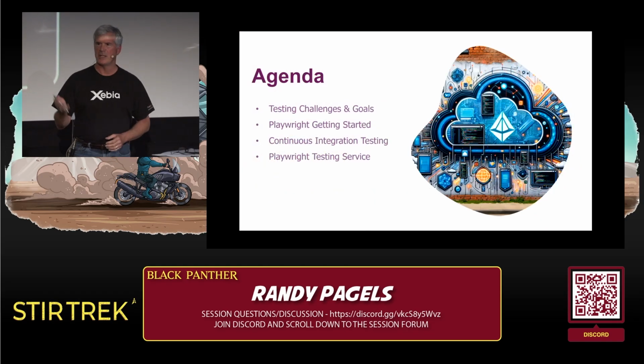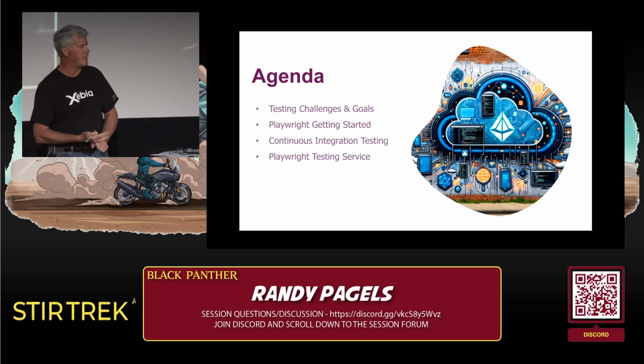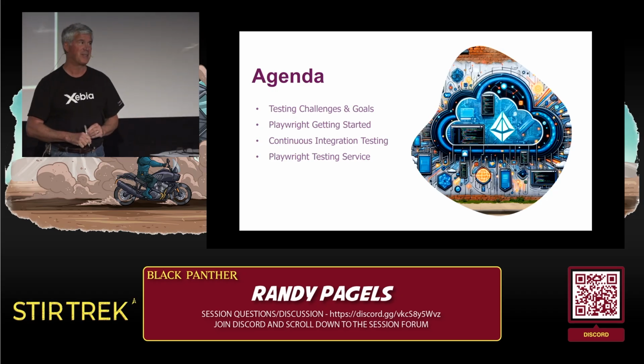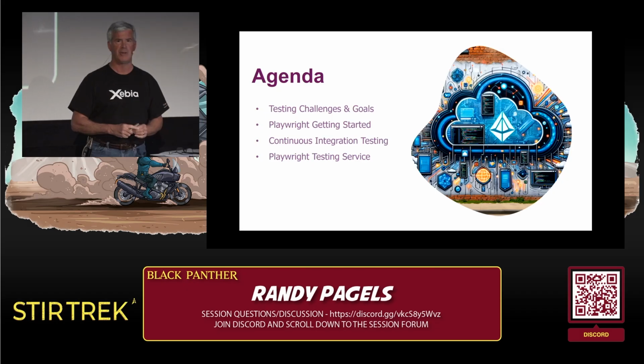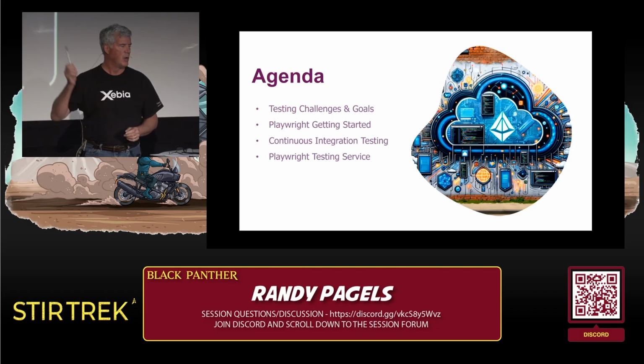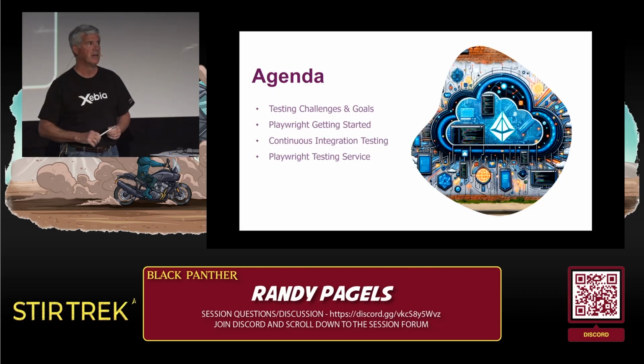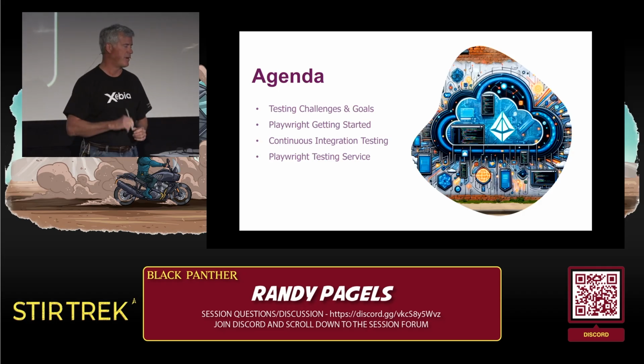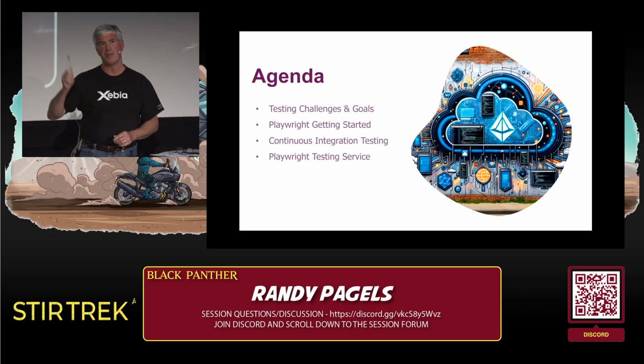So the agenda is really quite simple. We'll quickly review some testing challenges and some goals that we have in the testing frameworks. We also want to look at Playwright getting started, really briefly, because we could spend an hour doing that and we don't have an hour. So I want to really get to the rest of that talk, which is continuous integration testing. Once you have your tests set up, what does it look like to run them continuously, with every check-in? And then we scale it up using the Azure Playwright service.